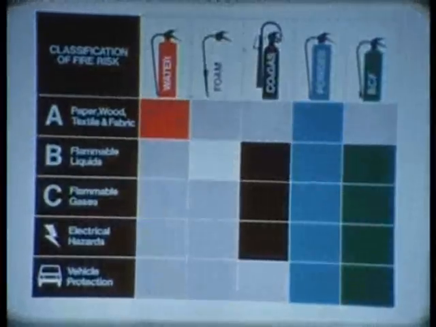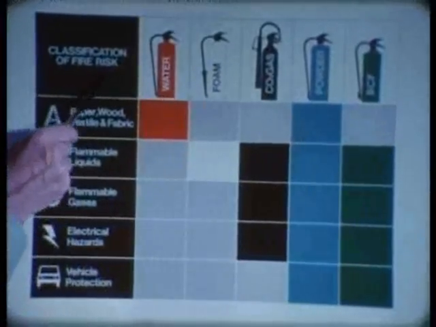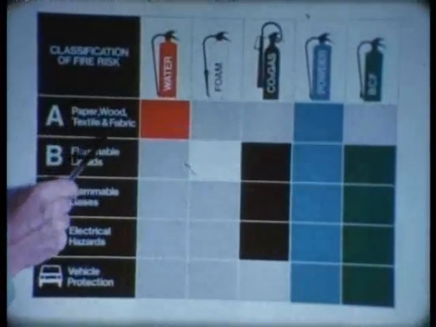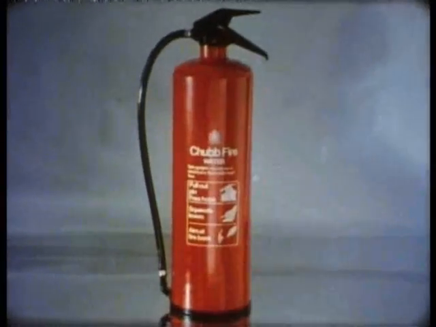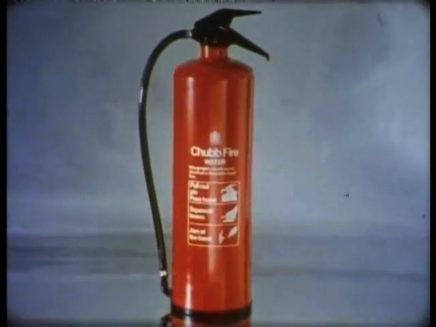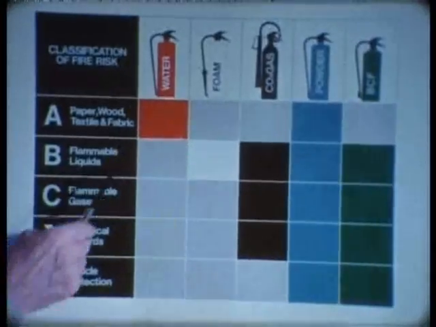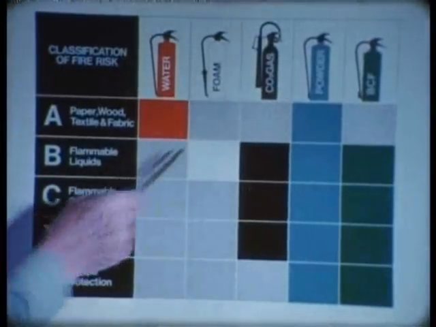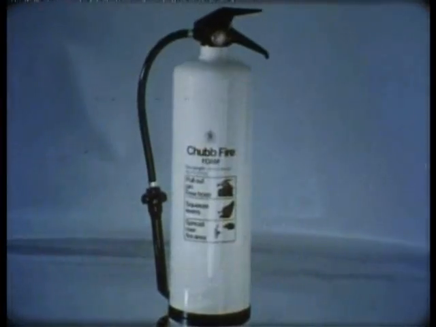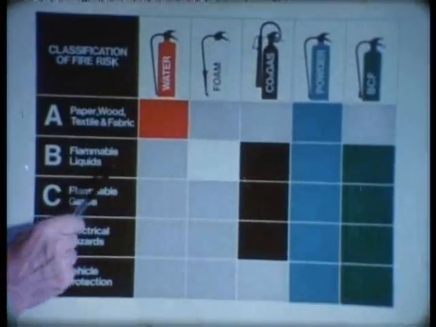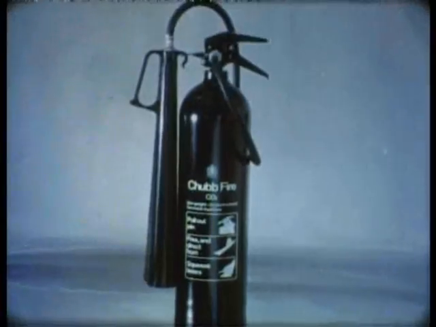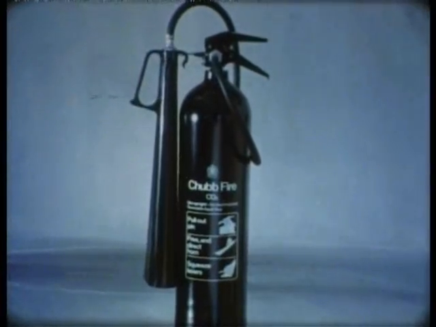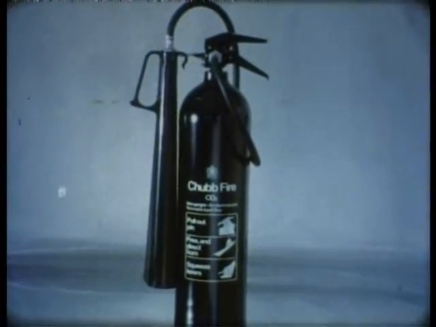So far, we have seen that when fighting Class A fires, the most effective extinguishing agent to use is water. Water extinguishers have red containers. Against Class B fires, and because of its special sealant qualities, the ideal firefighting medium is foam. Foam extinguishers have cream containers. Whilst against Class B and C fires generally, and those involving electrical hazards and delicate machinery, an effective extinguishing agent is CO2 gas. CO2 extinguishers have black containers.